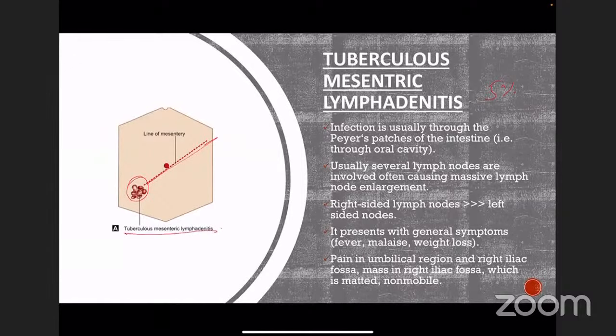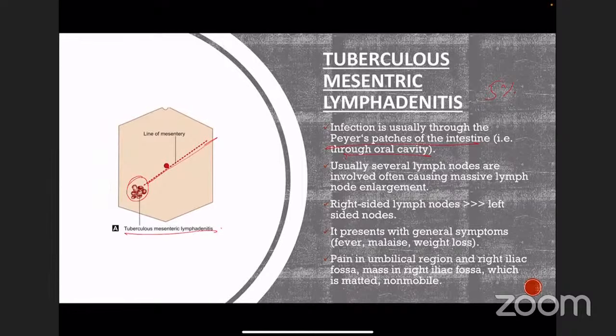So infection is usually through the Peyer's patches of the intestine, that is through the oral cavity. So I have ingested this MTB bacteria in my food. It has gone to the Peyer's patches, but now the Peyer's patches have not involved my intestine. It has not involved my ileum, but it has involved surrounding lymph nodes. So now my lymph node is having tuberculosis. So it is known as tuberculous mesenteric lymphadenitis, right?